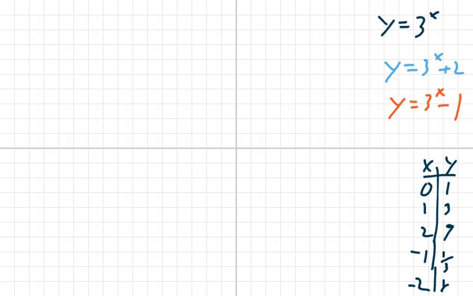Anyway, so 0, 1 is a point right there. 1, 3 is a point right here. 4, 5, 6, 7, 8, 9. 2, 9 is a point right there. And so we get, basically, this goes all the way out that way. You notice it doesn't get negative, it doesn't get below that.